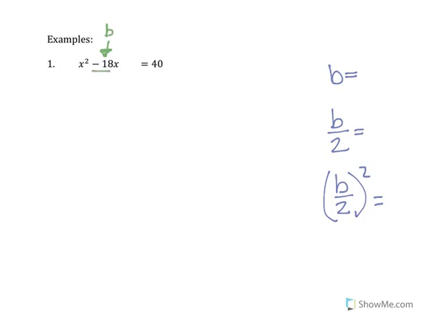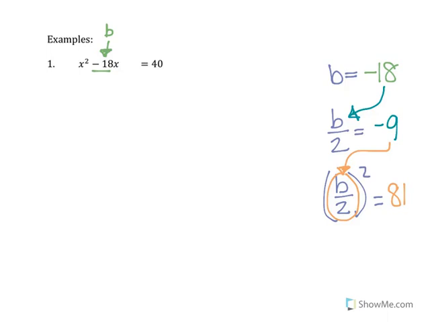Now, b is always the value that is in front of your x term. So in this case, your b value is -18, and that negative does make a difference. To find b over 2, you're going to take that -18, plug it in for b here, and when you divide -18 by 2, you're going to get -9. Then, to find b over 2 squared, you're going to take that -9, replace it with b over 2, square it, and you'll end up with a +81. Now, your squared terms are always going to be positive.